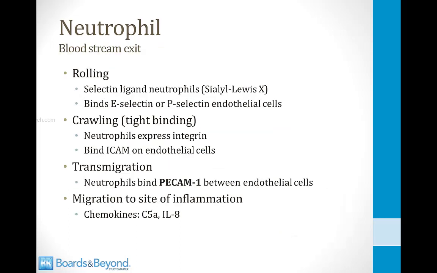The process by which neutrophils exit the bloodstream to enter sites of inflammation is very high yield to know for your boards, and it's been worked out in detail over the last several decades. Neutrophils circulating in the blood first start to slow down when they get near sites of inflammation, and this process is called rolling. They slow down and roll along the blood vessel. The reason they begin to roll is because ligands called selectin ligands on neutrophils bind to the endothelium. And these ligands contain a carbohydrate called sialyl Lewis X. This is a very important and famous carbohydrate structure. It's the way the neutrophils bind to the endothelium.